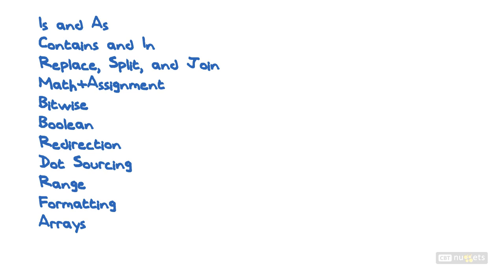Now that wasn't so bad, was it? We looked at the is and as operators for checking and manipulating the type of a piece of data. We looked at the contains and in operators. Remember, this is v3 and above only. Replace, split, and join. Some of those math plus assignment operators, plus equals, times equals, and so forth. You'll see those. Also looked at the unary operators, plus plus, and so on. Bitwise operators, that was fun. Boolean, some redirection. Really don't lose track of the difference between version 2 and version 3 on those. That's important. The dot sourcing technique, don't get too attached to that again.